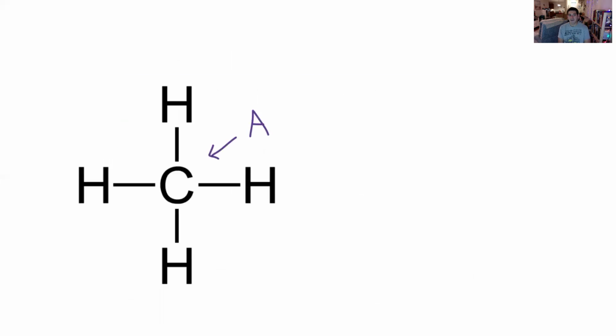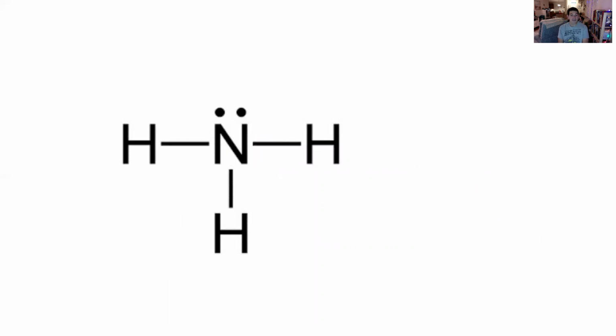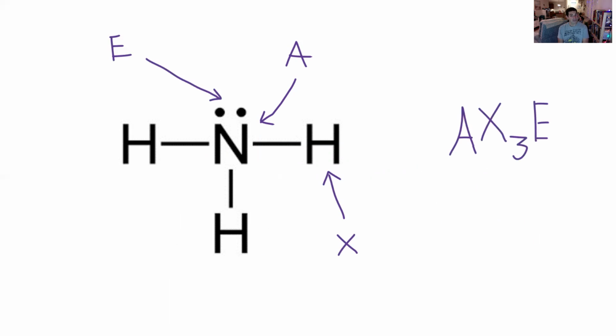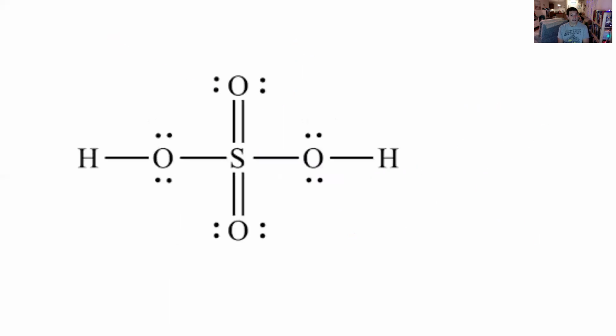So CH4. If we designate C as the central atom, as A, each hydrogen is going to be an X. So it's going to have the form AX4. That should make sense. That is 4 electron domains. If we look at NH3, if N is the central atom, we'll designate it A. Now the H is an X and the lone pair is an E. So it's AX3E. It is still 4 electron domains, but instead of AX4, it's AX3E.